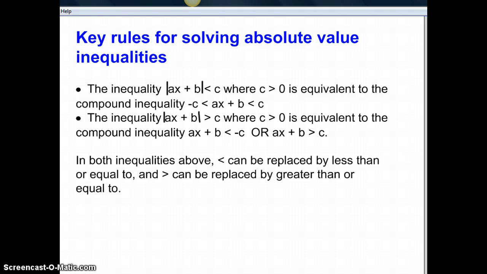But what it's saying is when you have an absolute value with a less than sign, you can rewrite it as a compound inequality.